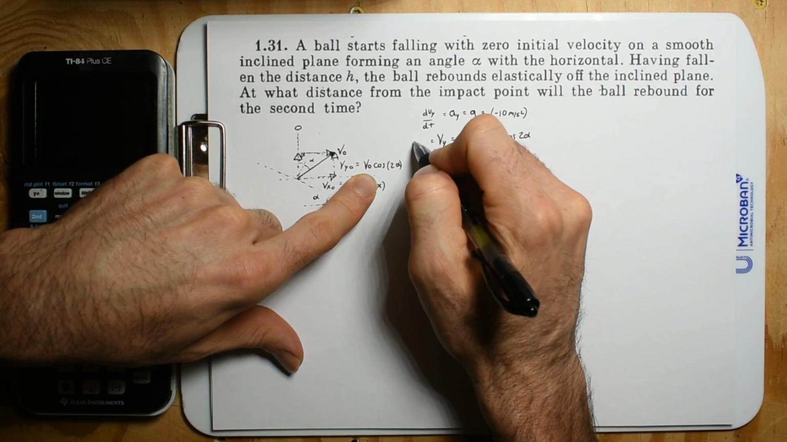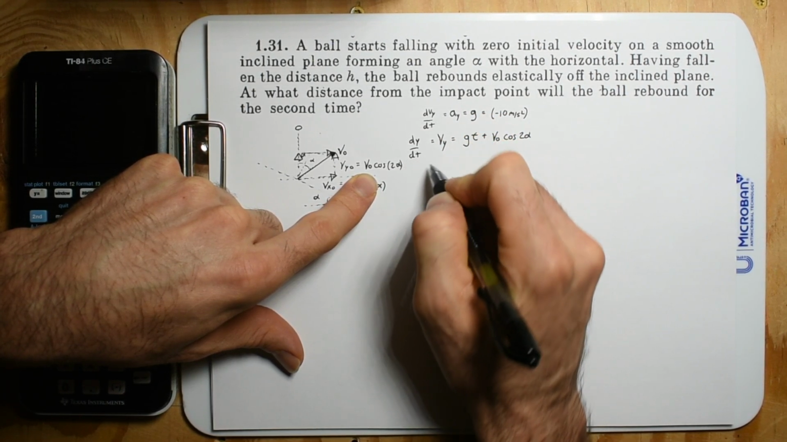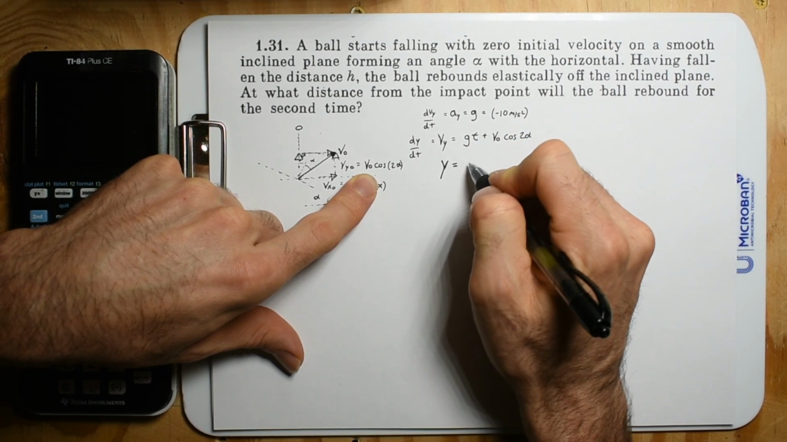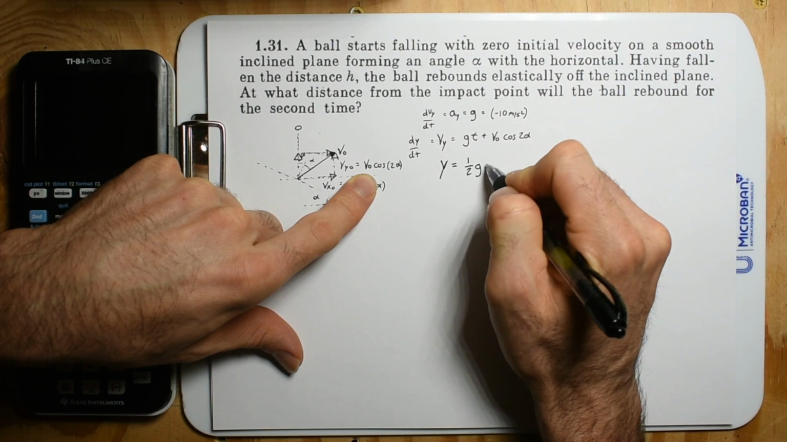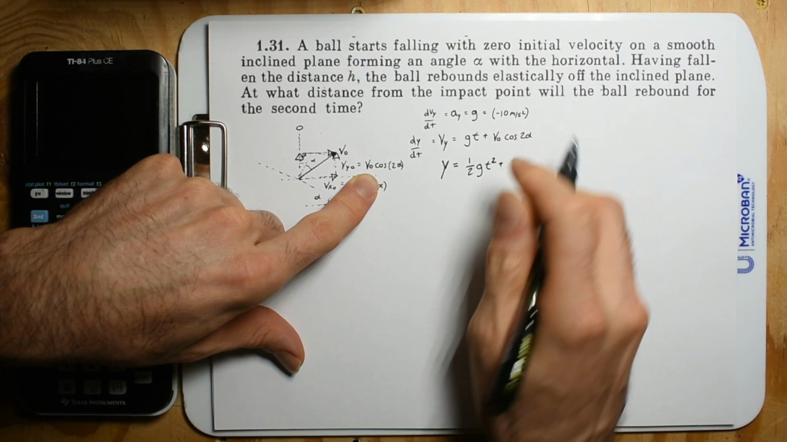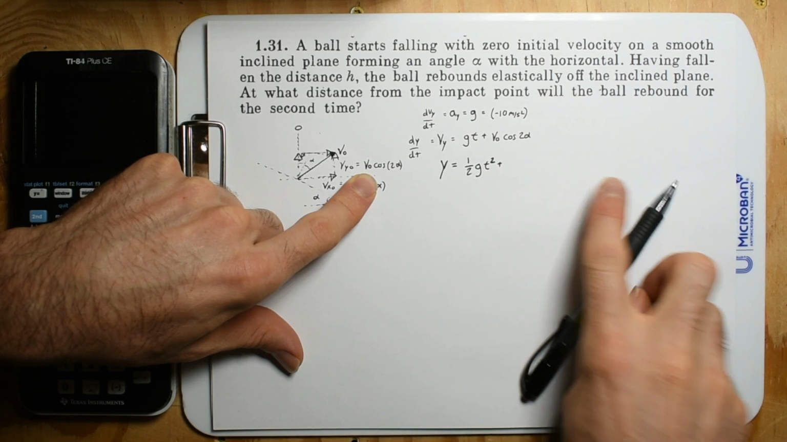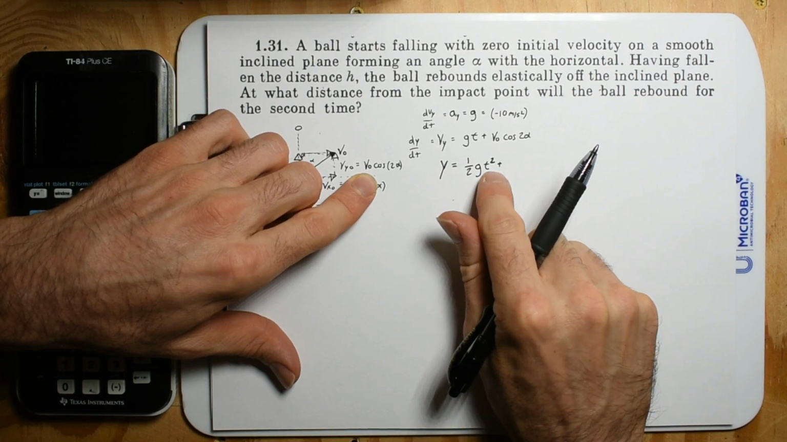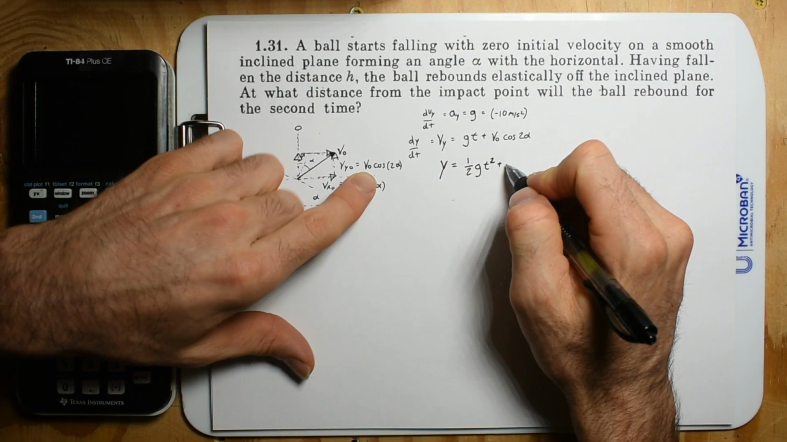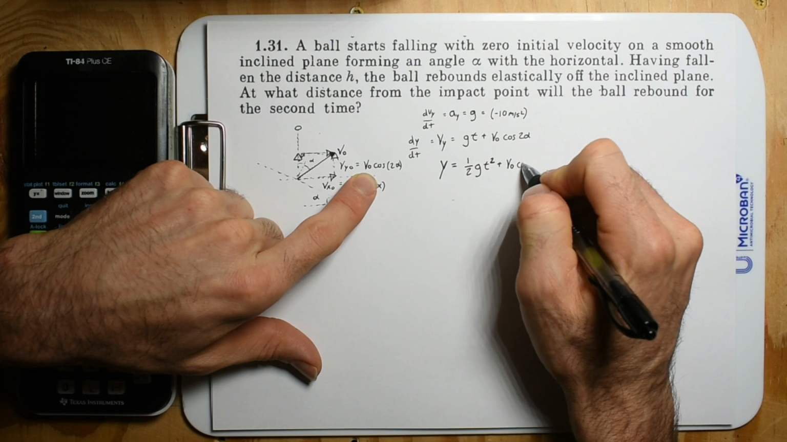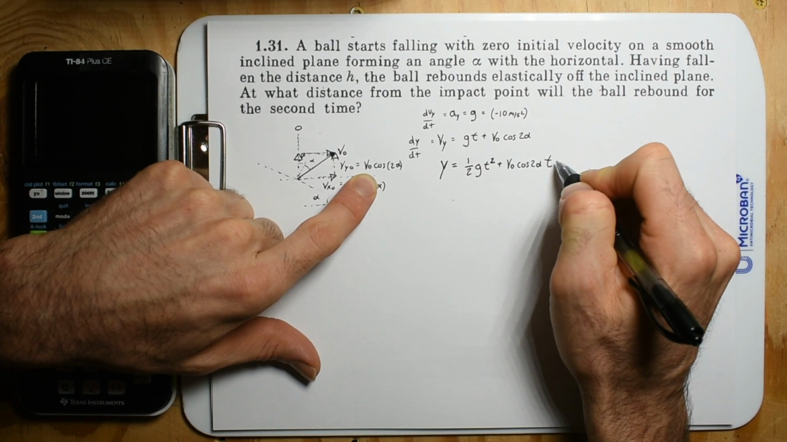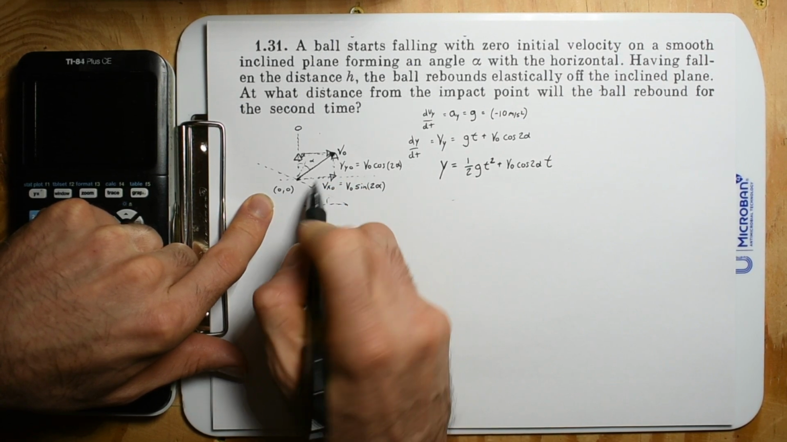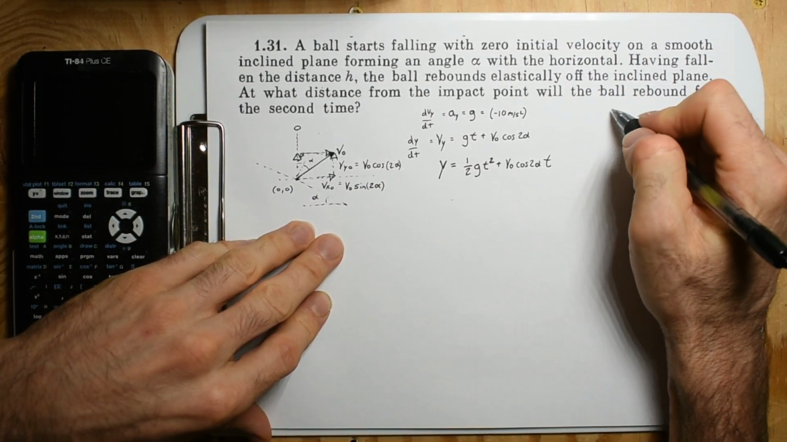Then we say this is equal to dy dt, separate variables and integrate, so we have our function of y, nice and clean. One half gt squared, and this is the kinematic equation: one half the acceleration of gravity times time squared, plus the initial velocity in that direction, V naught cosine 2 alpha, times t, plus the initial position. In both the y and the x, we're going to say this is the origin at 0.